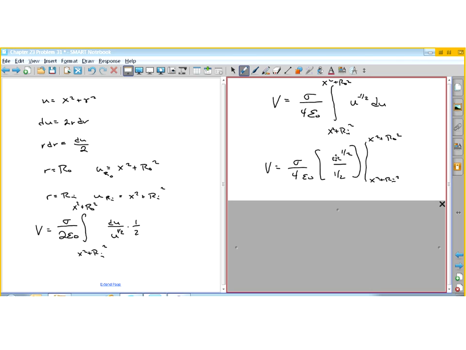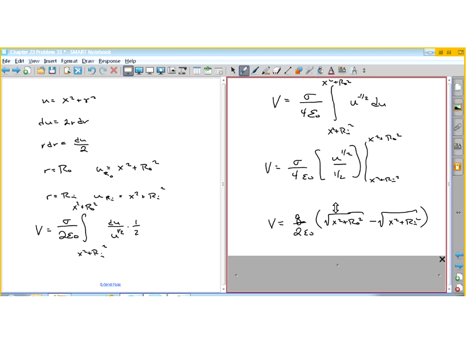Okay, so I add 1 to the exponent and divide by the new exponent. That's how the power rule works. 4 times 1/2 is 2. So I get 2, and again I have the wrong word in there, sigma. So 1/2 times 4 is 2, sigma epsilon 0. Plug in the upper limit, so I get the square root of the upper limit minus the square root of the lower limit, and that's the answer right there.